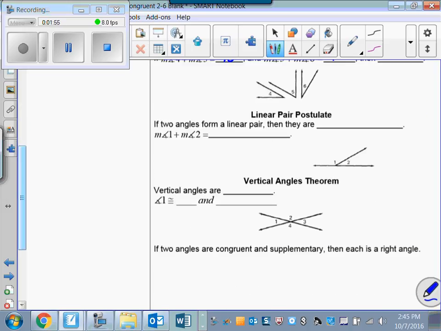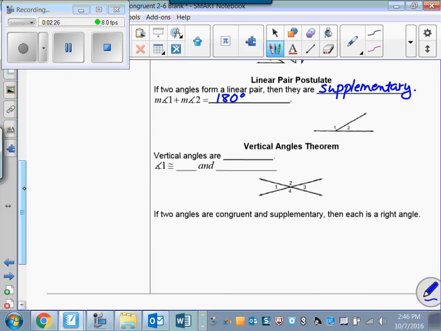Linear pair postulate. You will use this so many times in proofs you can't even imagine. I think we've talked about this plenty already, but here it is, our postulate. It's not a theorem, but a postulate. If two angles form a linear pair, then they are supplementary. Anytime you have a linear pair, those two angles that make it up are supplementary, so the sum of their measures is 180 degrees. How do I know that? Because that's the definition of supplementary angles.